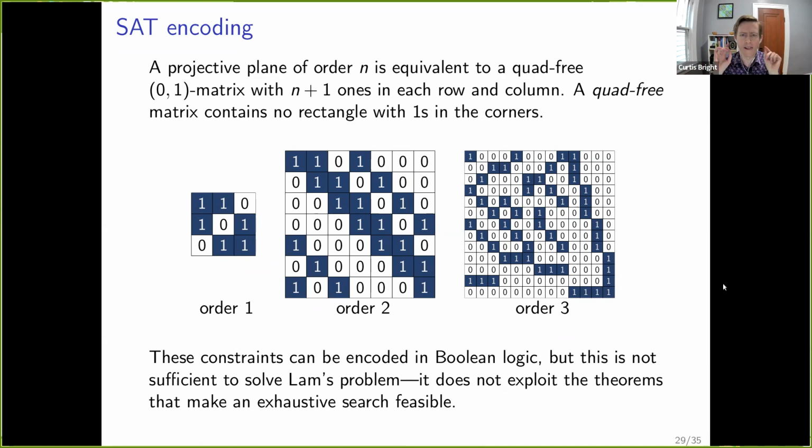Okay, so you can reduce all these things to Boolean logic. You can give it to the SAT solver. The SAT solver is not going to solve it. Like I said, it's going to be spinning its wheels because it's not exploiting the mathematics. It has no knowledge of what a projective plane is. You're just giving it a bunch of constraints, which it then tries to make sense of.